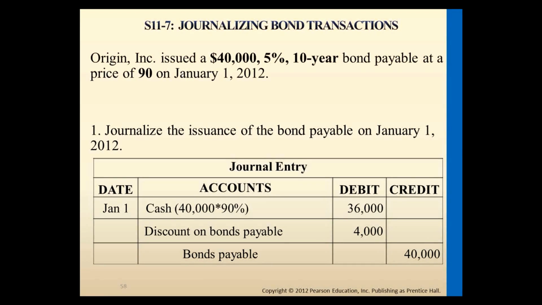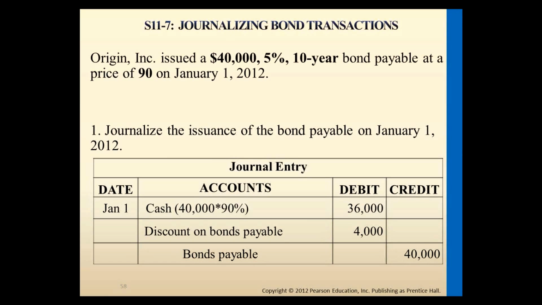We're issuing bonds payable, always recorded at its face value, $40,000, because this is the dollar amount that we're paying back to investors, regardless of the price we're actually collecting here. So bonds are always recorded at face value, $40,000. The 10% difference is what we call discount on bonds payable, $4,000.